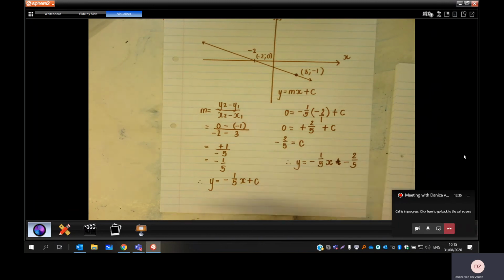So my x and y will always remain x and y in the equation. It is the m value that we have to find and the c value that we have to find. Any questions? Just waiting for you to finish writing so I can show you your next one to practice. Yes, go to the bathroom.